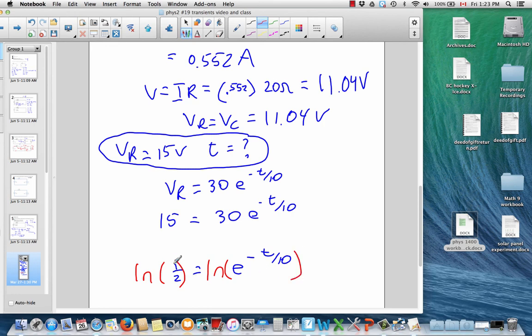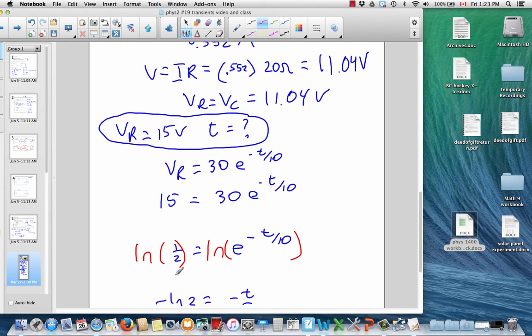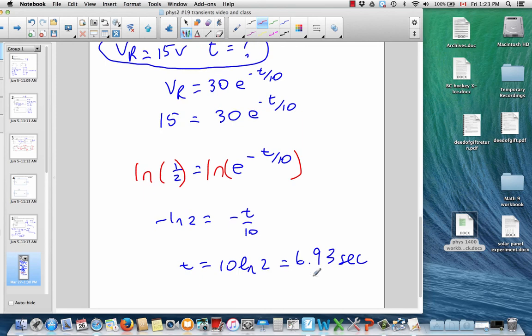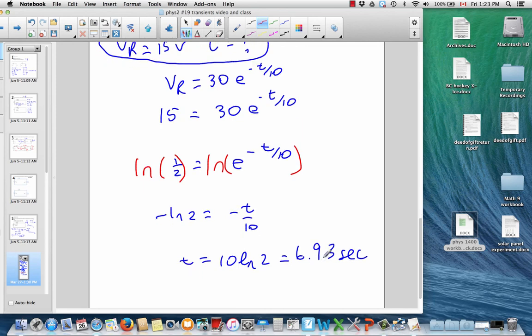Now this is ln 1 minus ln 2, and ln 1 is 0, so this side is just negative ln 2, and then ln undoes the exponential function, so this side is just minus t over 10. Cross multiply the negative 10, and t is 10 times ln 2, which is 6.93 seconds, which, as expected, is less than the 10 seconds of the previous part of the example. So that's how to handle a decaying RC circuit and a review of the mathematics.